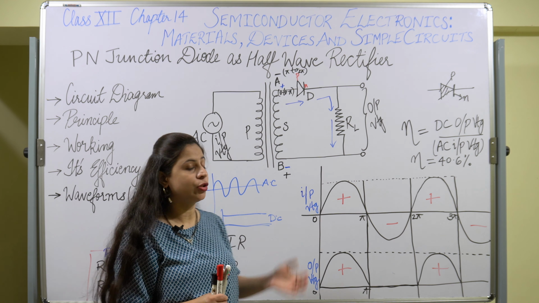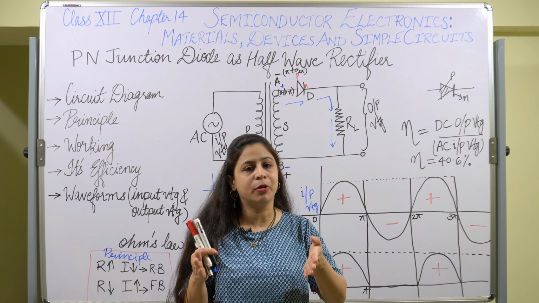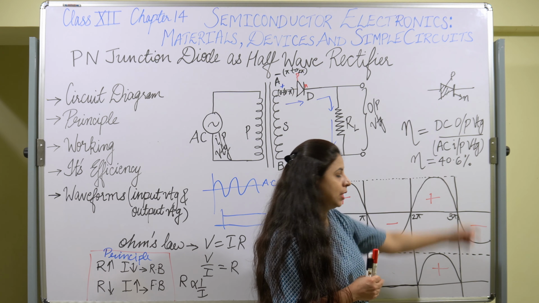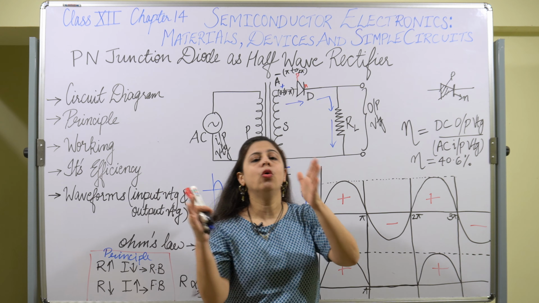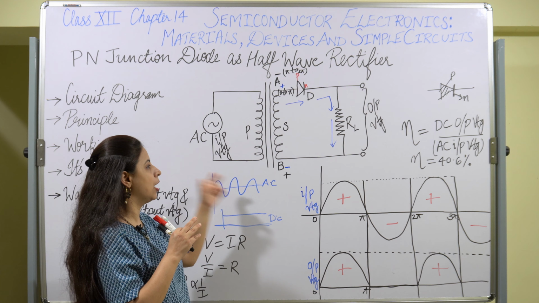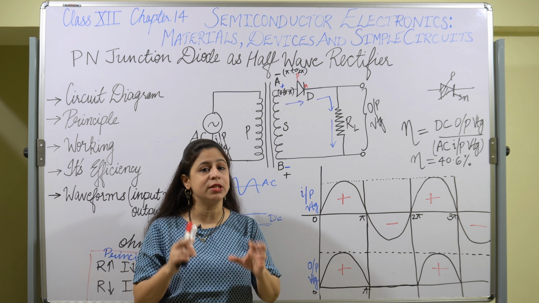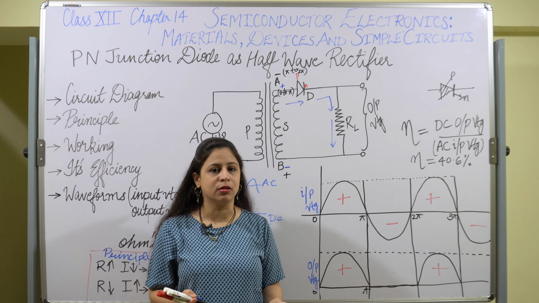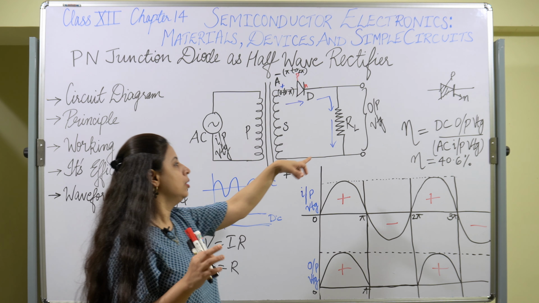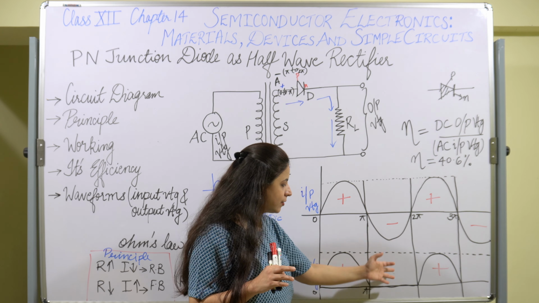It is not important for the class 12 students, but the thing to be remembered is how much the efficiency is. The efficiency is only 40.6%. This means that only 40.6% of the AC signal is converted into the DC output signal. The rest of it is wasted, the rest of the signal is not converted, because here we are getting zeros in the negative half cycle.